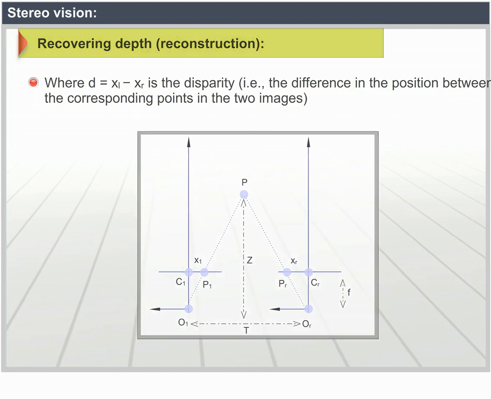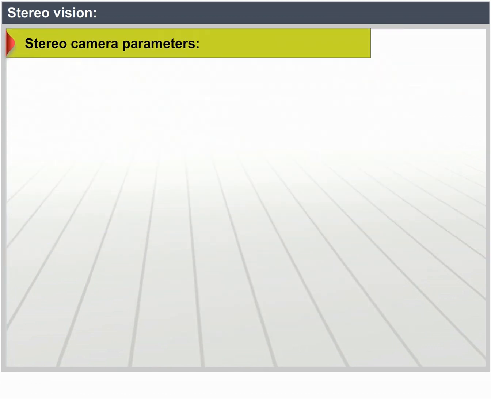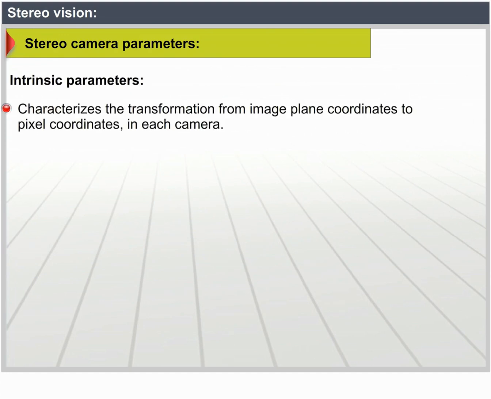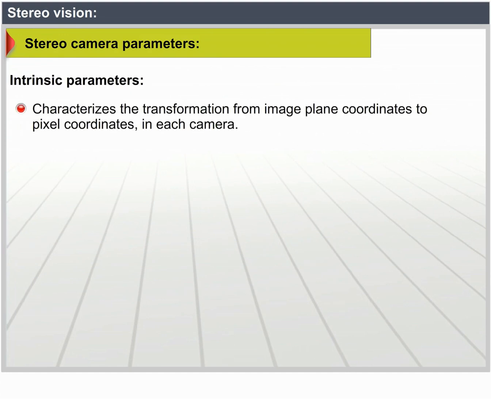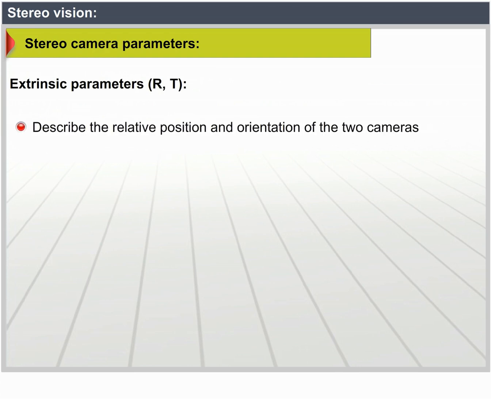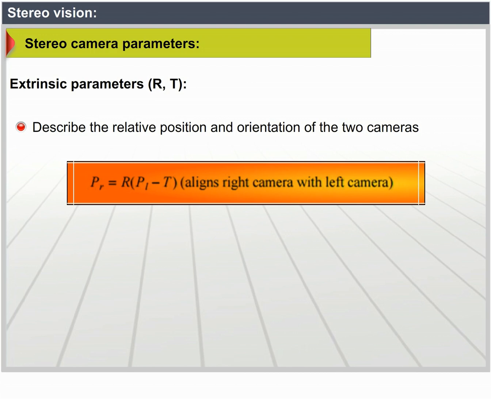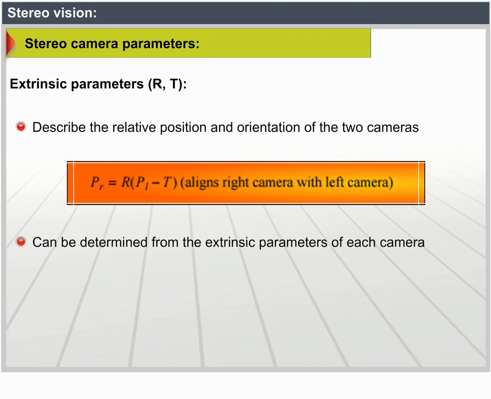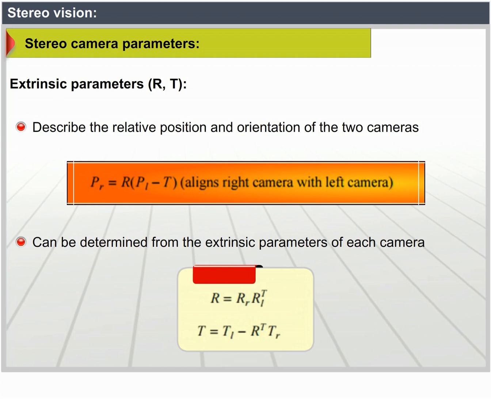Stereo camera parameters. Intrinsic parameters characterize the transformation from image plane coordinates to pixel coordinates in each camera. Extrinsic parameters, R, T, describe the relative position and orientation of the two cameras. PR equals R into PL minus T, aligns the right camera with the left camera. They can be determined from the extrinsic parameters of each camera. R equals RR, RL raised to the power of T. T equals TL minus R raised to the power of T into TR.